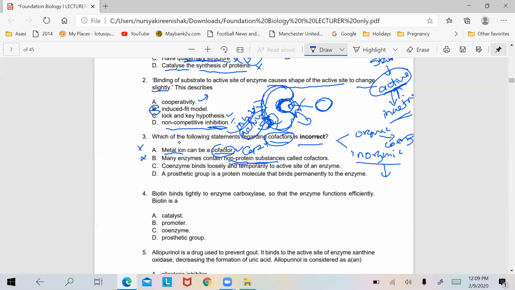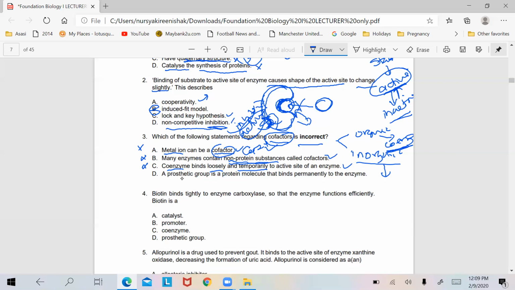Statement C, coenzyme binds loosely and temporarily to the active site of the enzyme. This is the feature of the coenzyme, which is a type of cofactor. They will bind loosely and temporarily. This point you have to remember: how does the coenzyme bind to the active site of the enzyme? They will bind loosely and temporarily. As for the metal ions, if I'm not mistaken, they will bind tightly to the active site of the enzyme. So C is not the answer, because the statement is true.